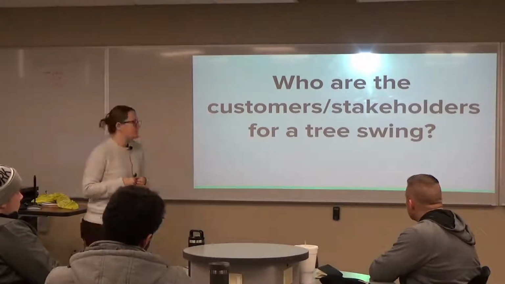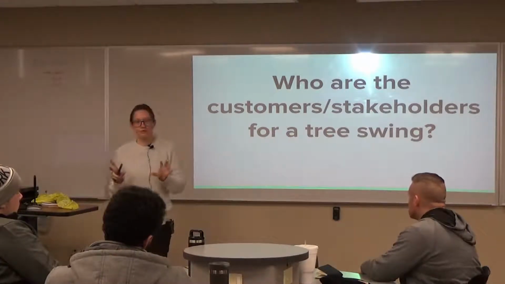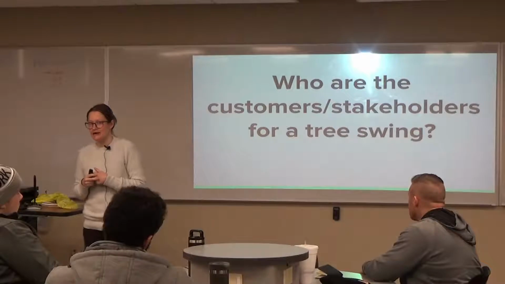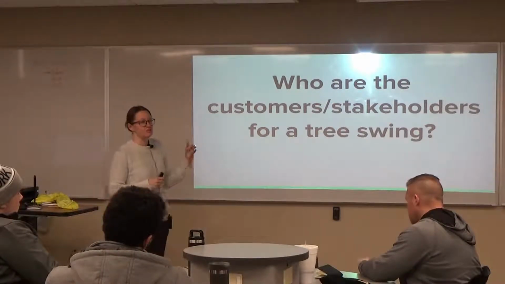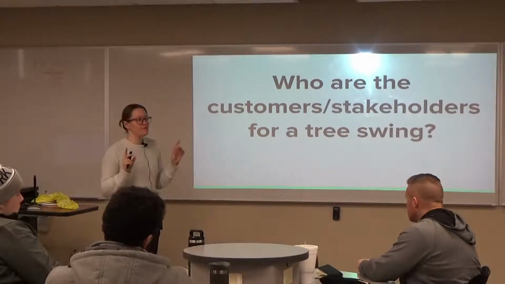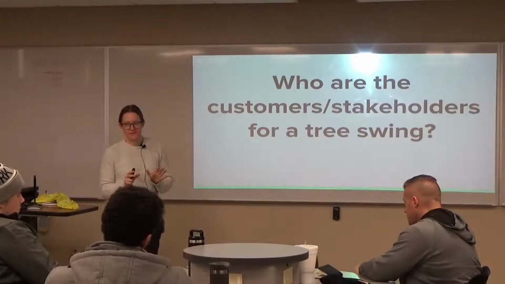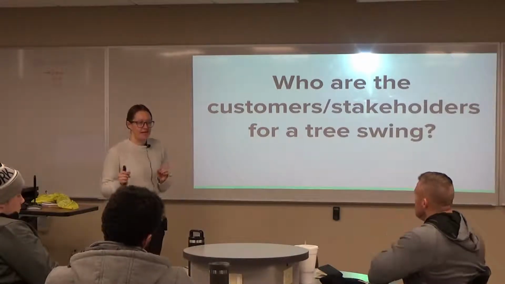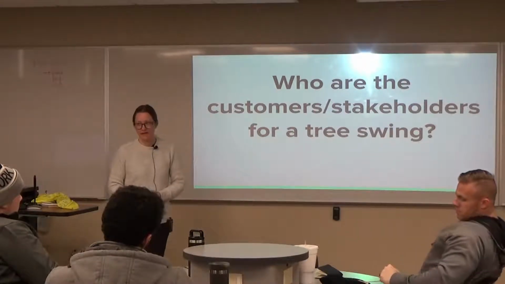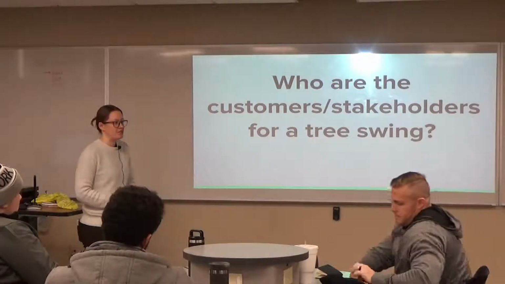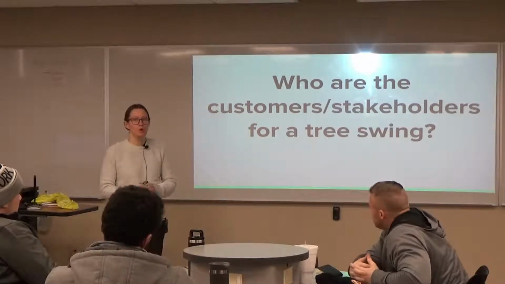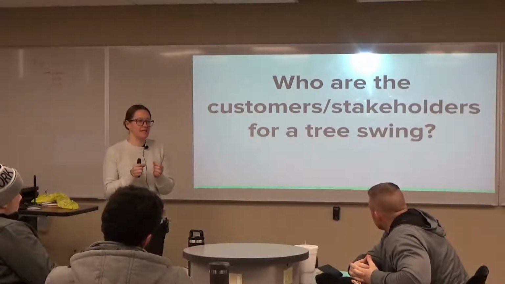All right, so I've been talking a lot, so let's let you do some interactive thinking now. How about a tree swing? Let's think of all the possible customers or stakeholders for a tree swing. All right, so we have a tree, and we're going to add to it a swing, okay? A kid wants to swing on a tree. Who are all of those stakeholders and customers?